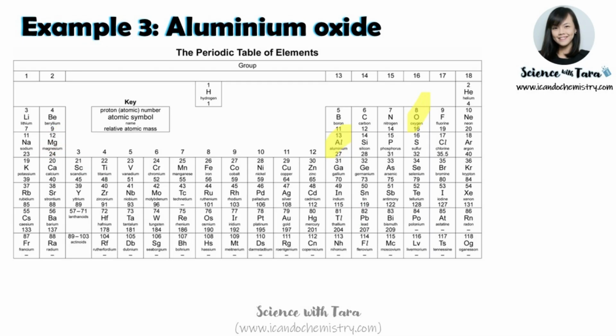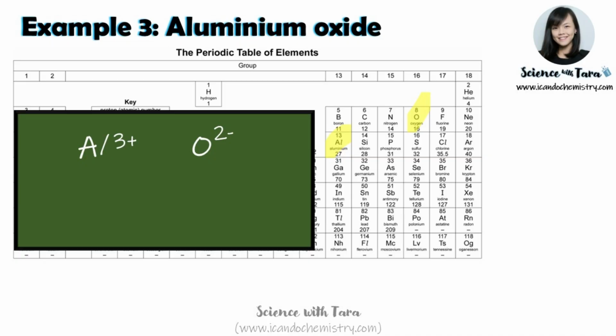The next example, aluminium oxide. Aluminium is in group 13, so its ion has a charge of positive 3, so it forms Al3+. Oxygen is in group 16, so it is O2-.